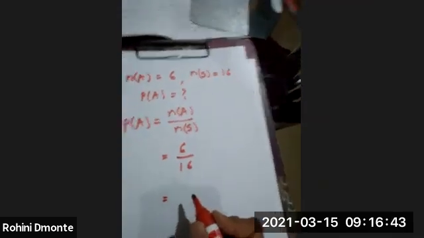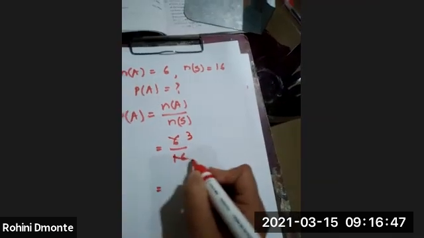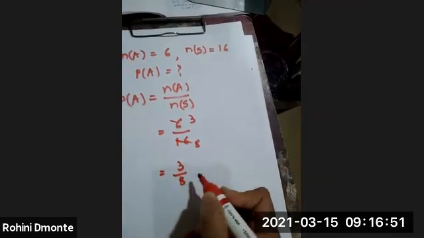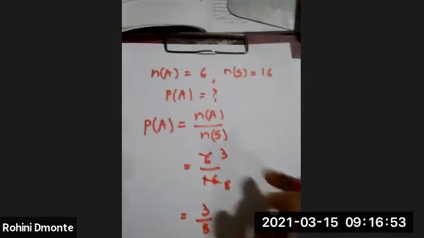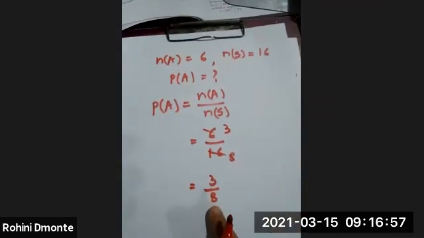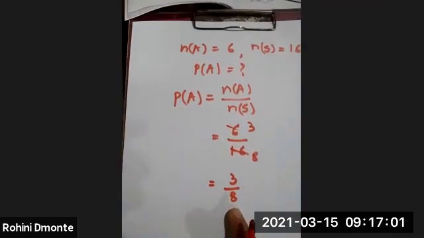2 3s are 6 and 2 8s are 16. So what is the value of P here? 3 upon 8. Understood? See, look here. The formula carries half mark, and the substitution and the final answer carry half mark. So like this. Understood, students?